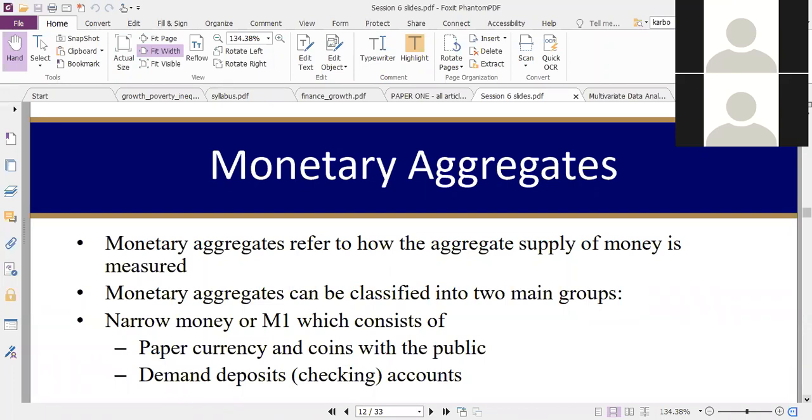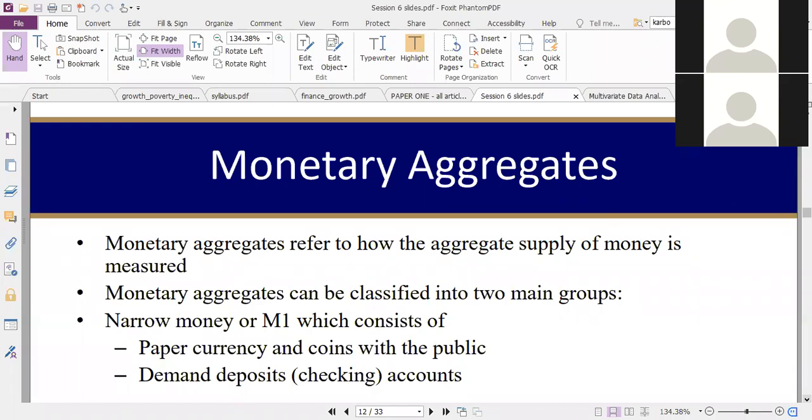Now, if I say M1 money, we are saying that M1 money consists of paper currency and coins with the public. You would want to underline that statement with the public. So let's say commercial banks print money and leave that money in their vault, that money has not been introduced to the general public, so that money in their vault cannot be classified as M1. Paper and coins, which one is demand deposit account? So that money that is in your checking account is also classified as what?